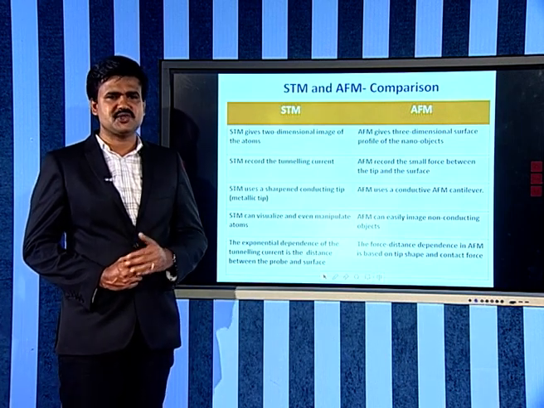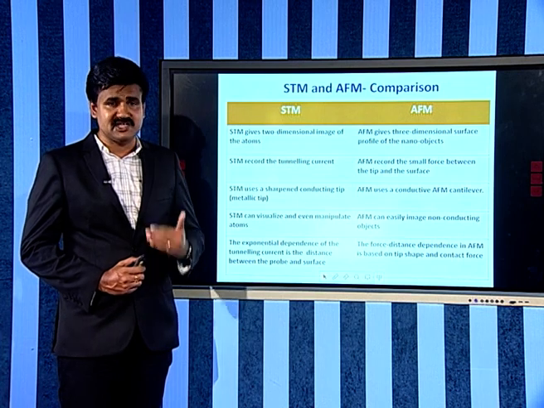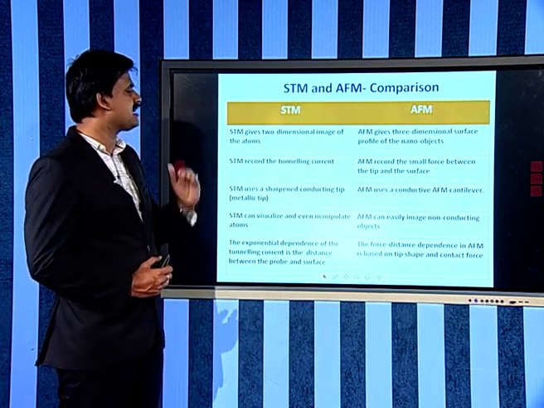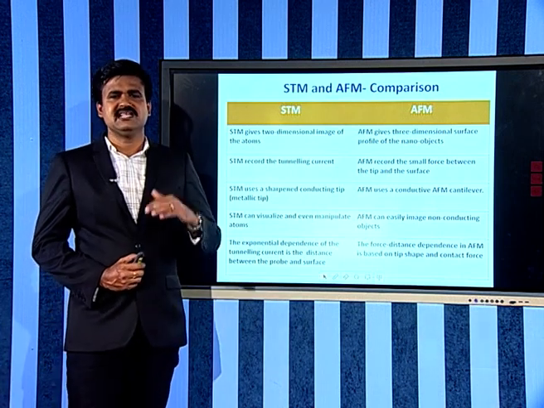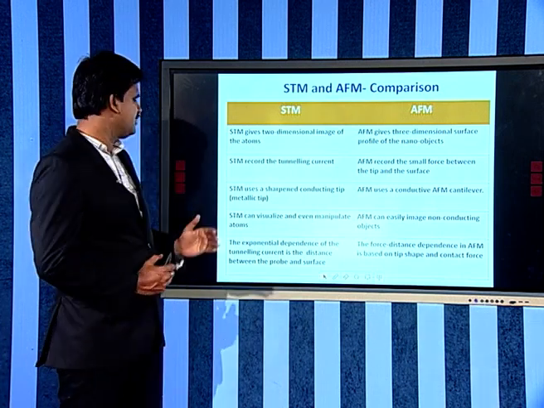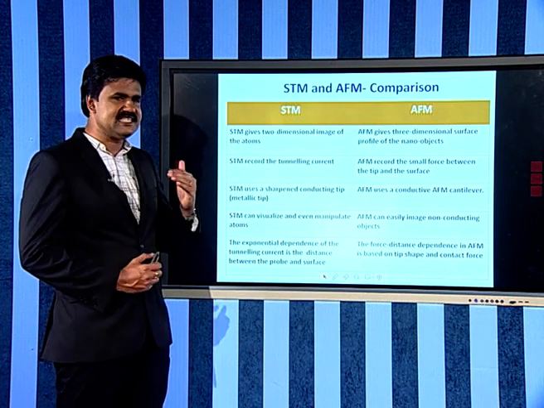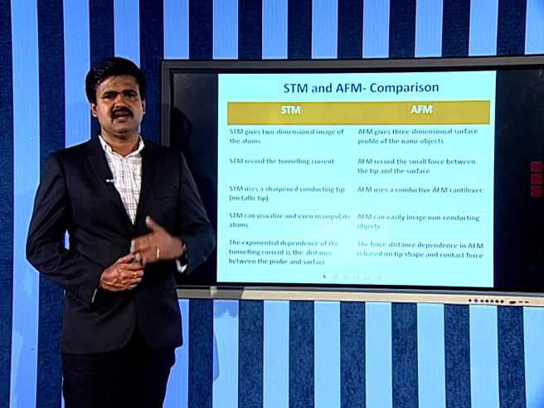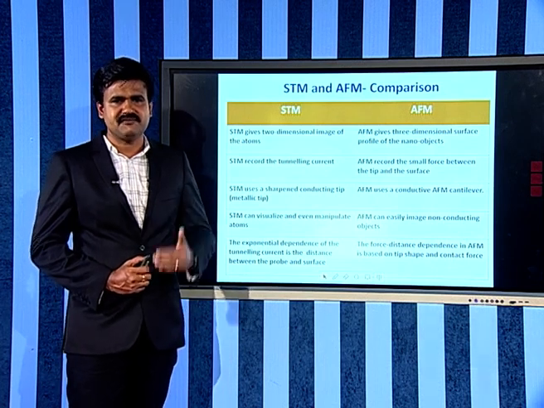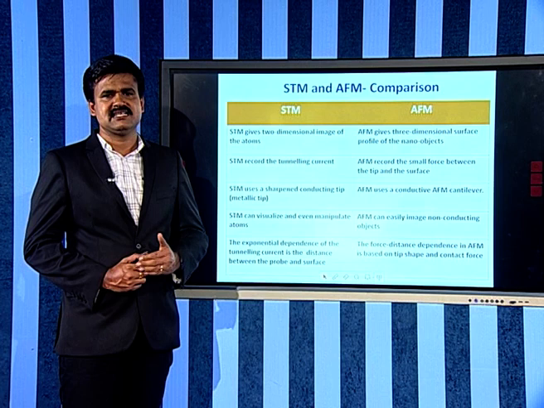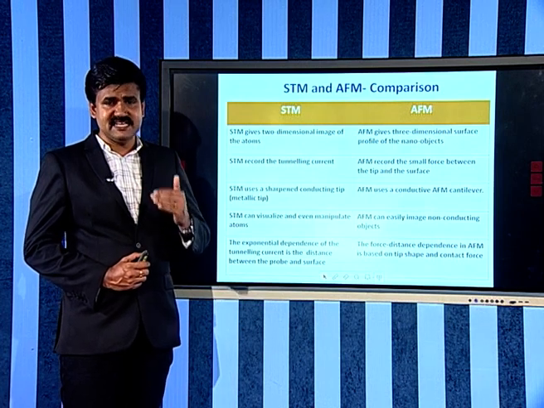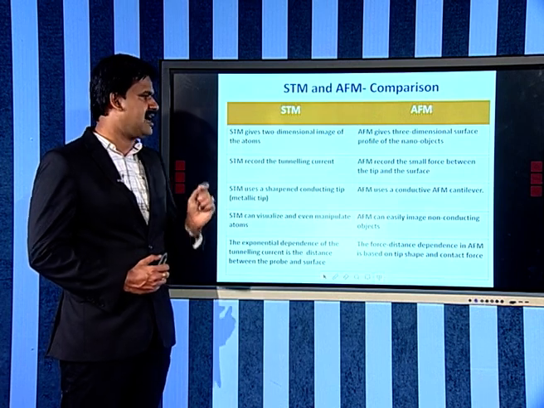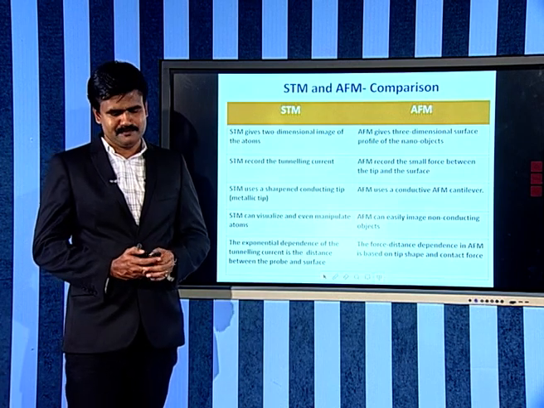STM can visualize and even manipulate atoms. However, AFM can easily image non-conducting objects. The tunneling current depends exponentially on the distance between the probe and the surface. However, in the case of AFM, the force-distance dependence is based on tip shape and the contact force.